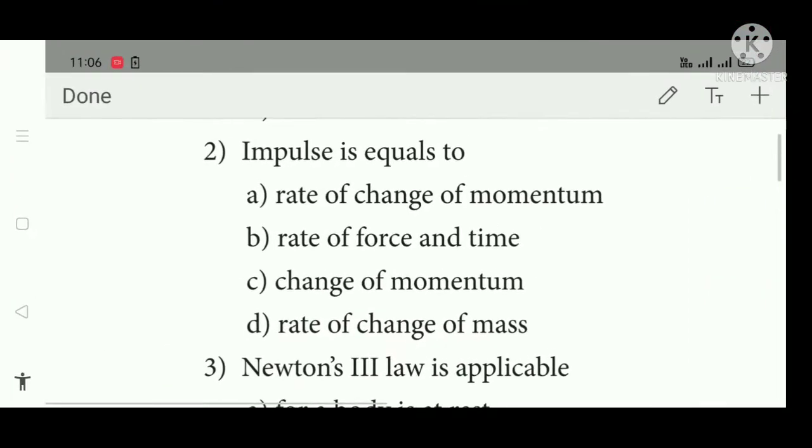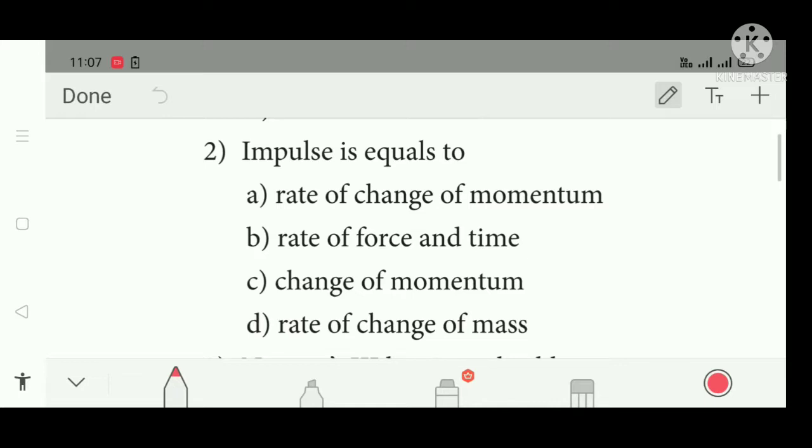Next, impulse is equal to rate of change of momentum, rate of force and time, change of momentum, rate of change of mass. The correct answer is change of momentum. That is, impulse J is equal to del P. The del P represents a change of momentum.